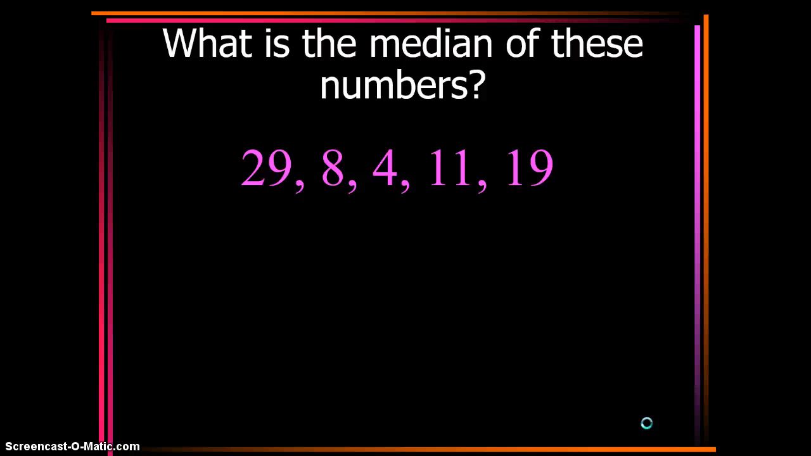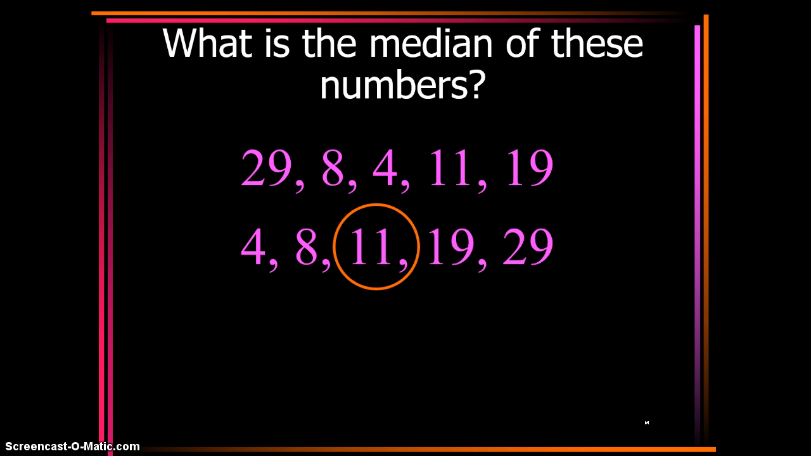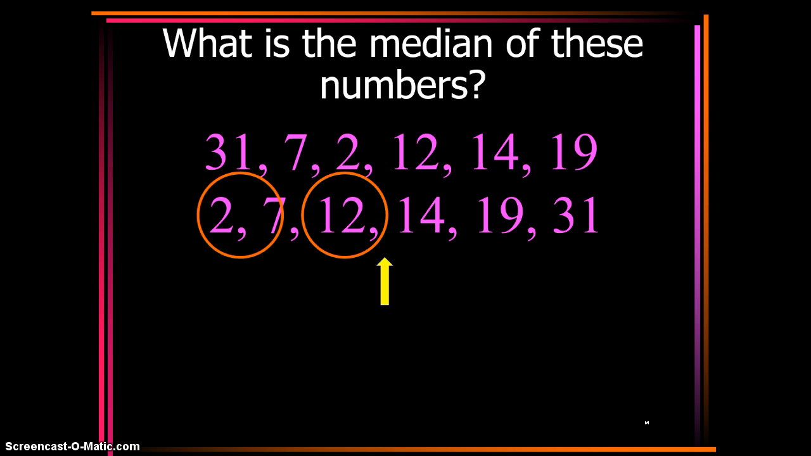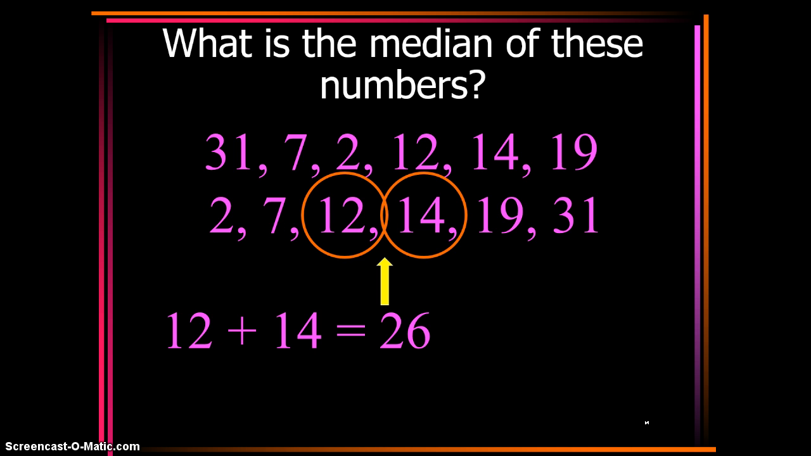Okay, so with this set, you should have gotten a median of 11. They're odd, so we don't have to do any averaging there. Here, when we put those numbers in order from least to greatest, there's 2 numbers in the middle, so our median is going to come between 12 and 14. Many of you can mentally say that's 13, but we'll use the averaging technique just to be sure.